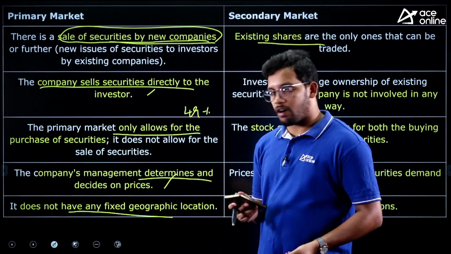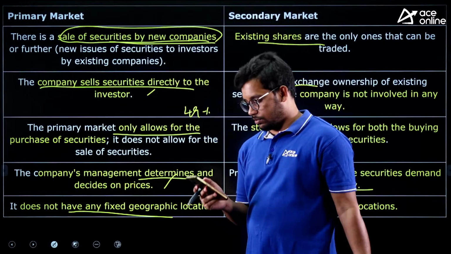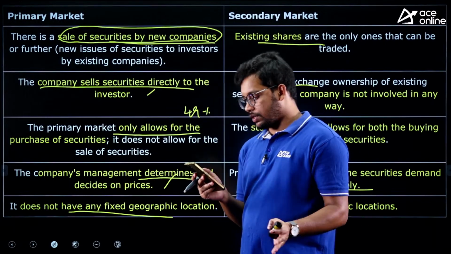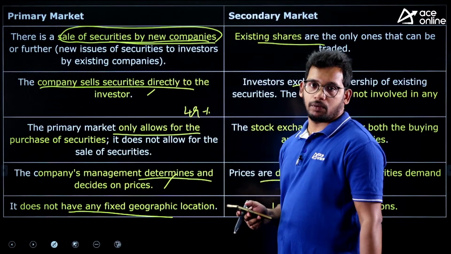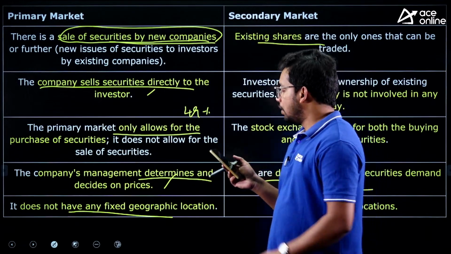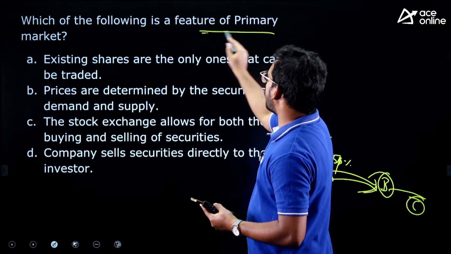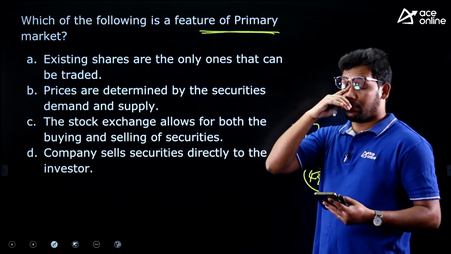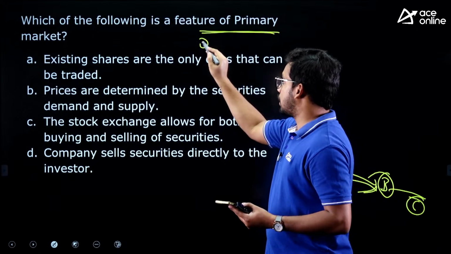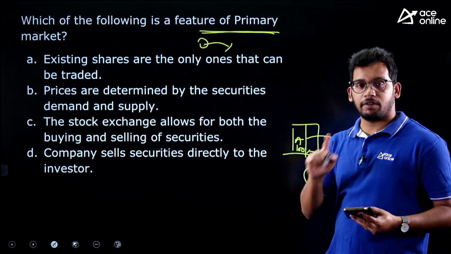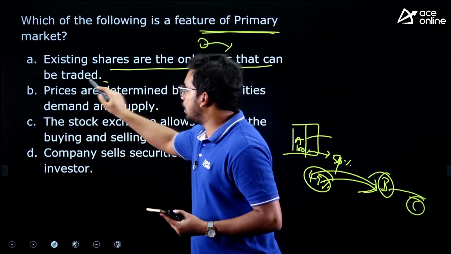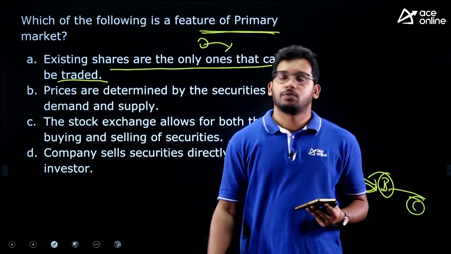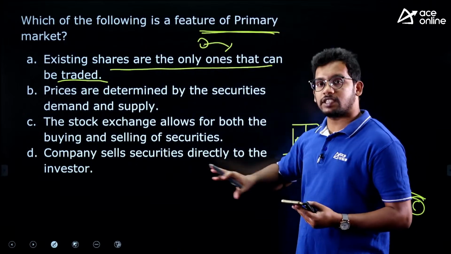Yes, initial public offering is part of the primary market only. Very good, Jashwant. So initial public offering is nothing but part of the primary market only, right? Now tell me the answer. Which of the following is a feature of the primary market? Always remember the example. The company is giving the shares to the public for the first time. Existing shares are the only ones that can be traded. So they are saying that already existing shares can be traded.